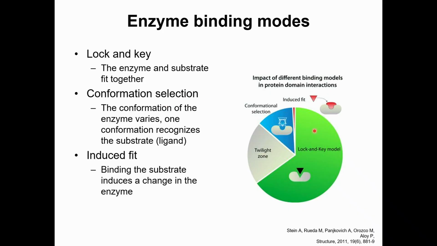You can see here in this pie chart that most enzymes are lock and key type. A few of them are conformational selection, an appreciable number, maybe 15%. A very few are induced fit. And then there are some enzymes that have a combination of two or more of these mechanisms.